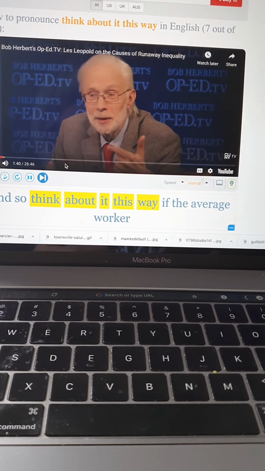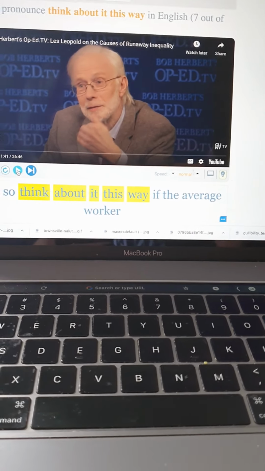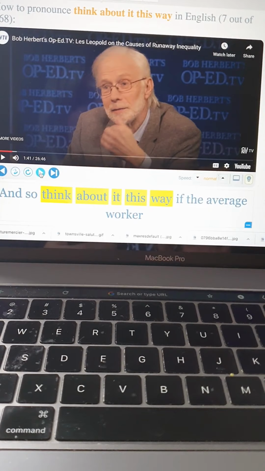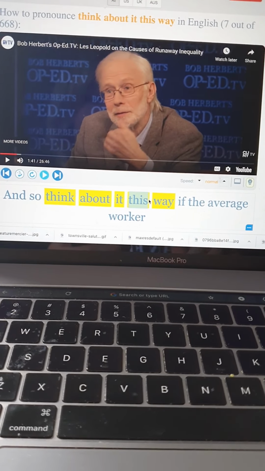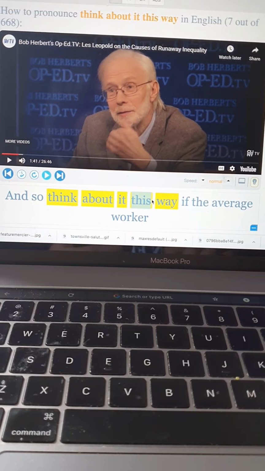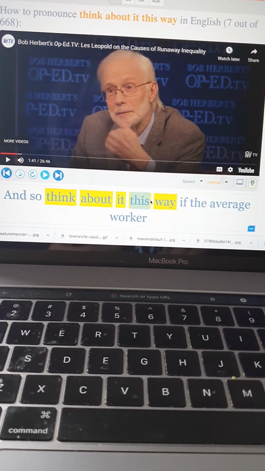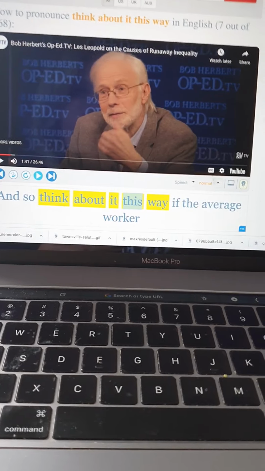Think about it this way. Think about it that way. I noticed that they do stress the word this: think about it this way. And when I was talking, my intonations were off. I didn't stress the right words.